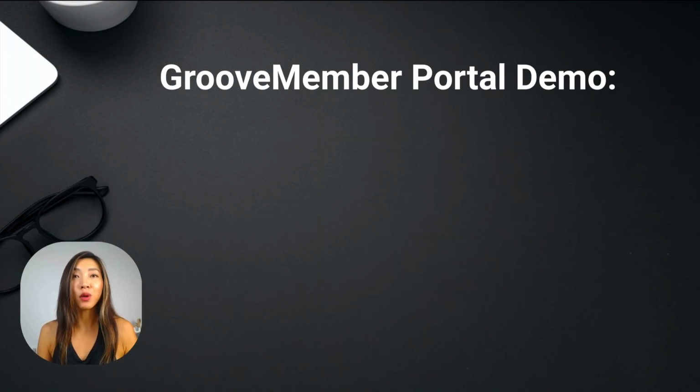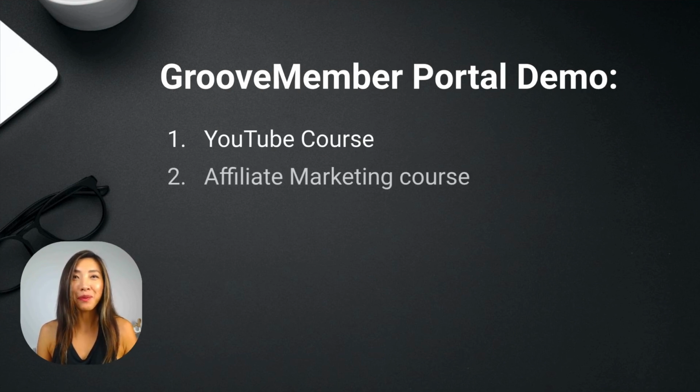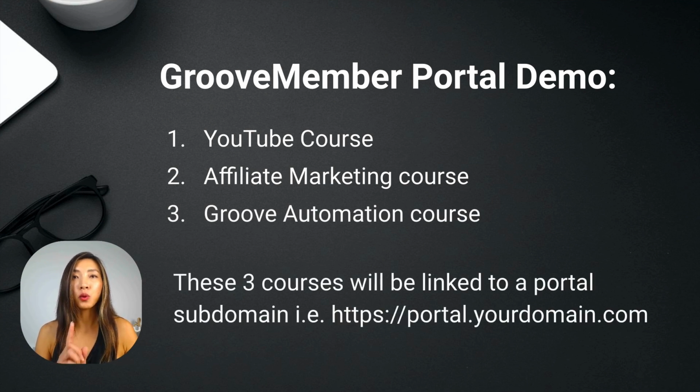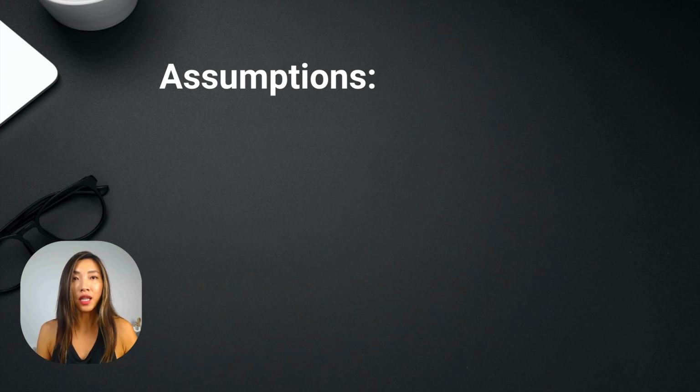Okay, in this demo, let's say I have 3 courses, a YouTube course, an affiliate marketing course, and a Groove automation course. These 3 courses will be on one portal and linked to a portal subdomain, i.e. portal.yourdomain.com. Now, I'm going to make the following assumptions.